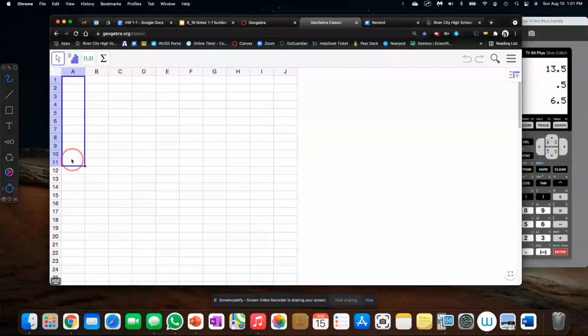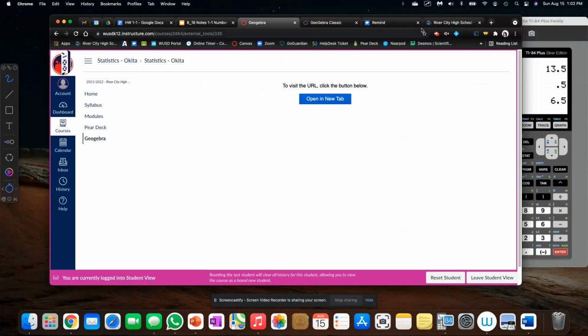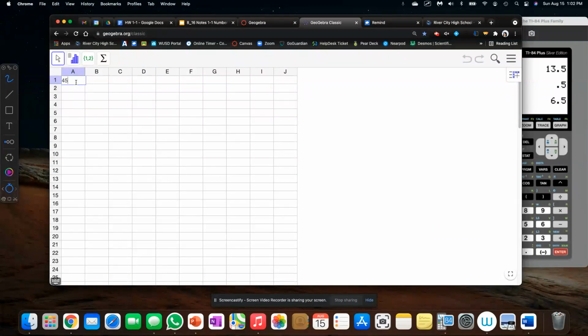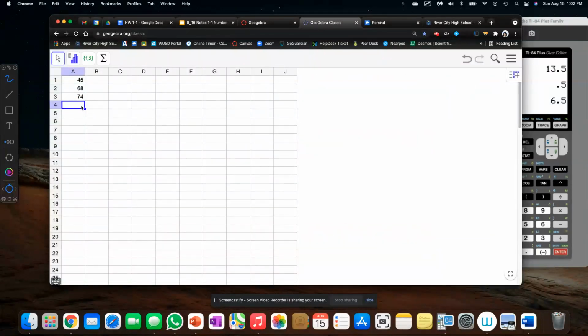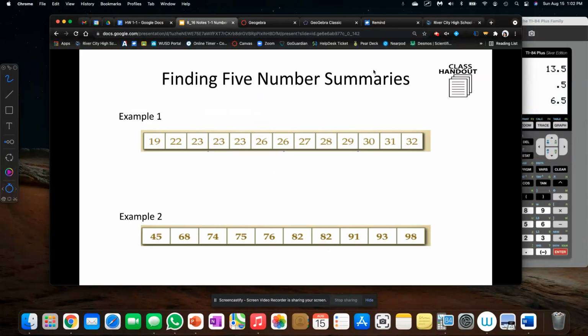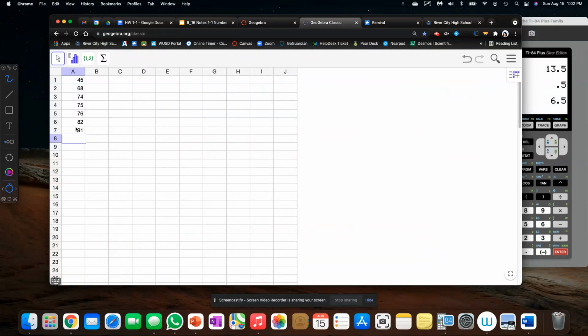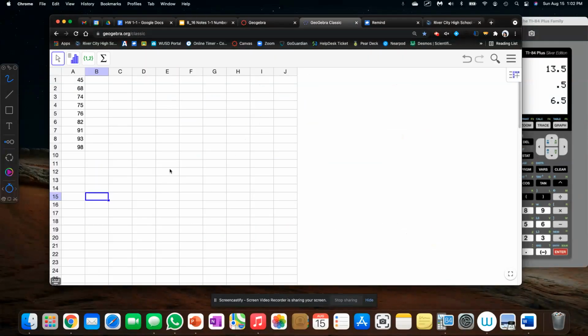Then we're just going to enter in our data here. So I'm going to enter in this data: 45, 68, 74, 75, 76, 82, 91, 93, 98. And when you're putting your data in GeoGebra, you actually don't have to put it in order. Even though these are already listed in order, you don't have to worry about that when putting it in GeoGebra.